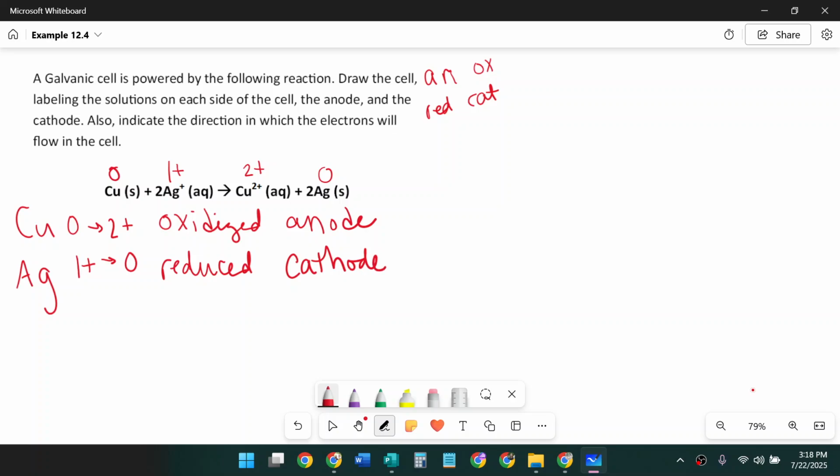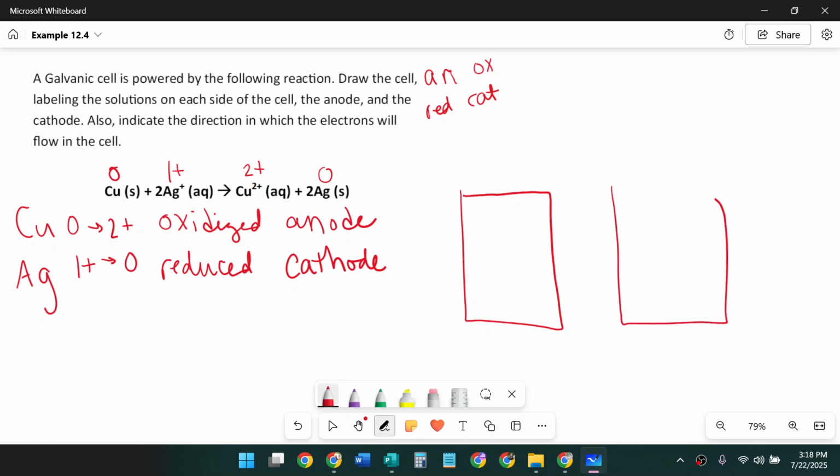Now we can get to drawing. So let's start by drawing our containers. So here's our 2 containers, and typically the anode's going to be on the left, so we're going to put the anode here. It's negative, it has an N, that's how I remember the anode is negative. And the cathode is going to go on the right. The cathode is positive because it has a T in there. That's how I remember the cathode, it's the positive one.